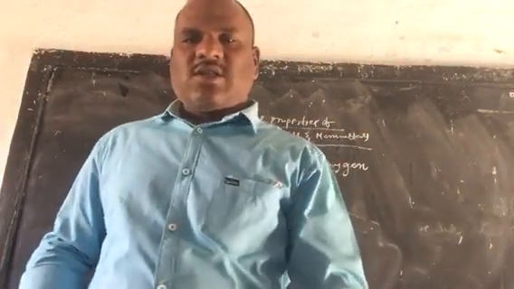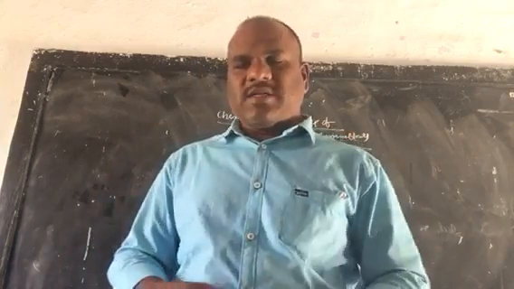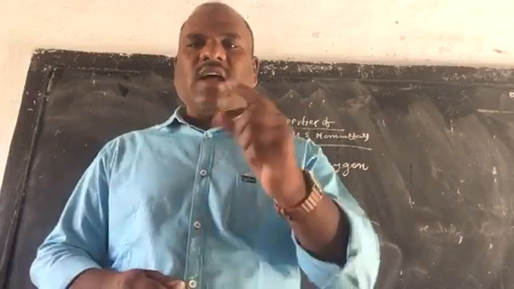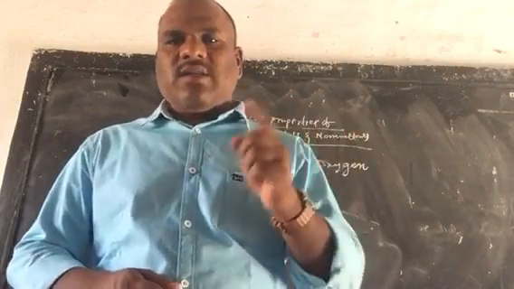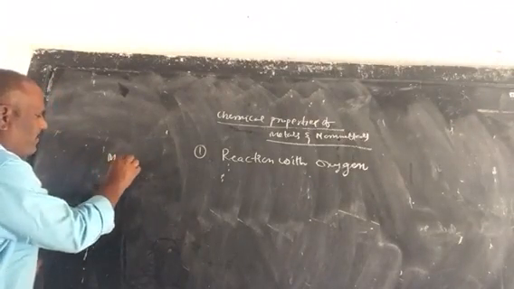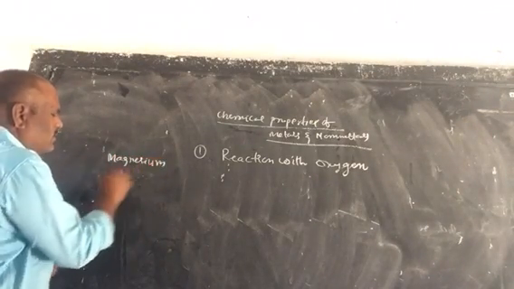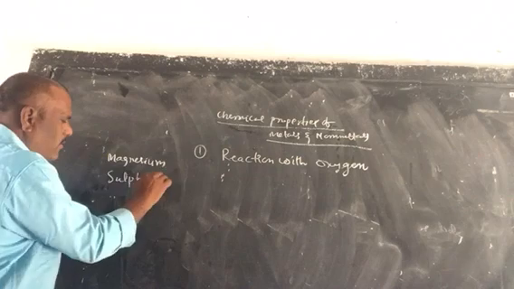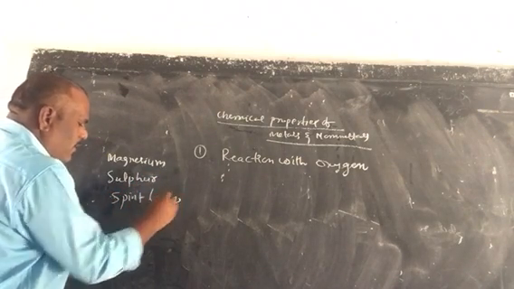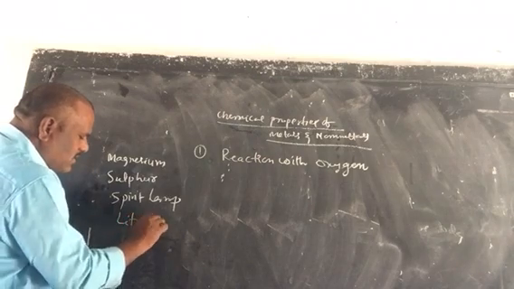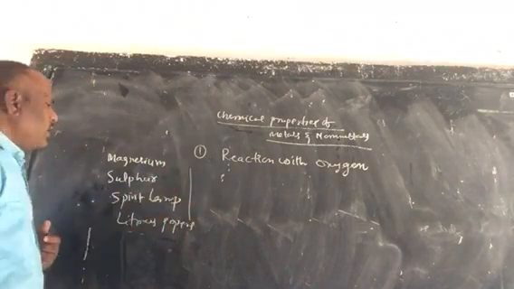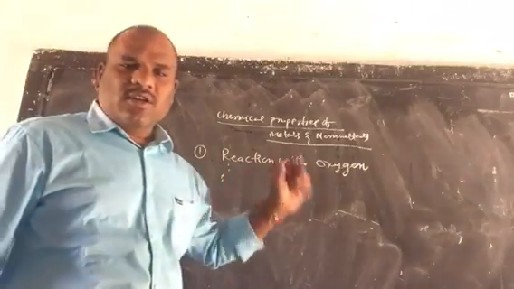To show this test, first of all we need samples. Collect two samples, magnesium and sulfur. One is a metal, the second one is a non-metal. Also, children, I need magnesium, sulfur, a spirit lamp and litmus papers. These are the materials required to show the reaction with oxygen.